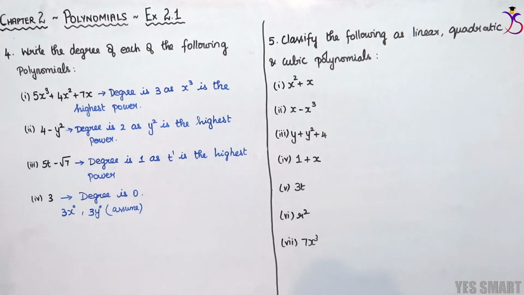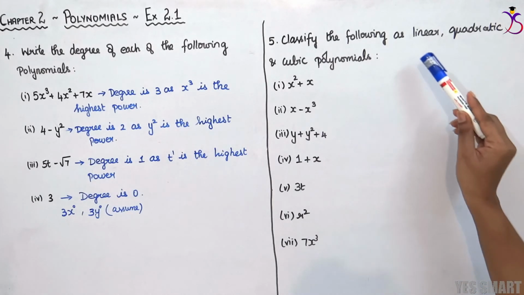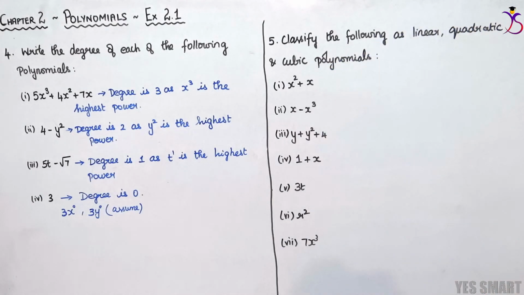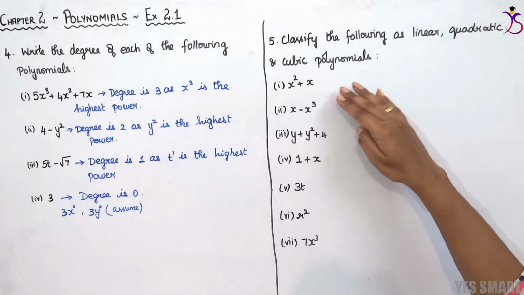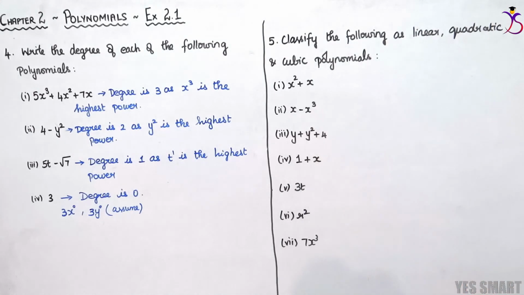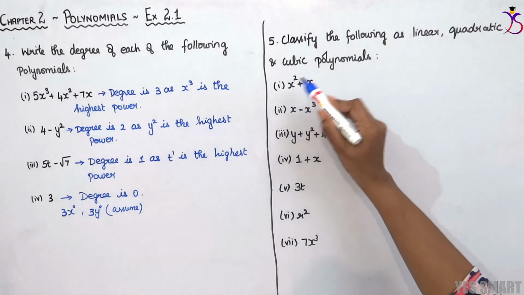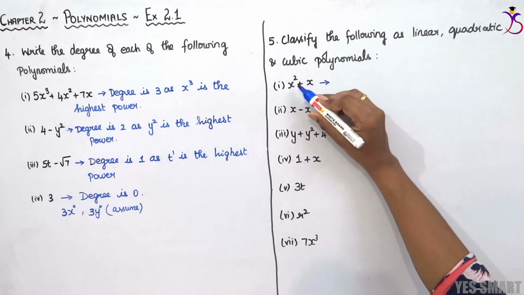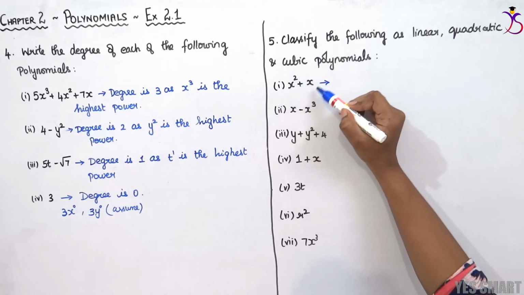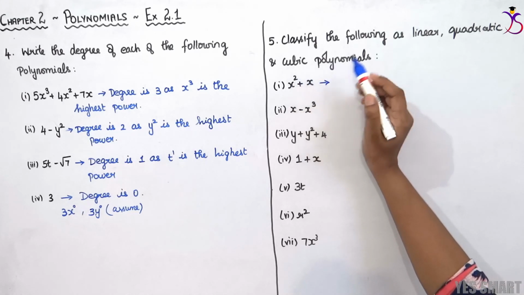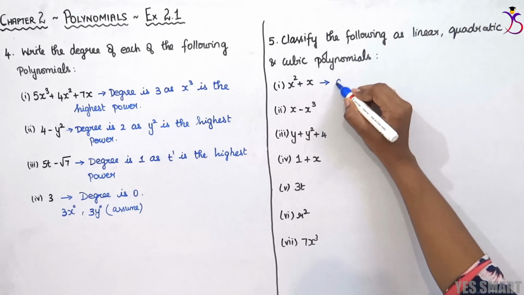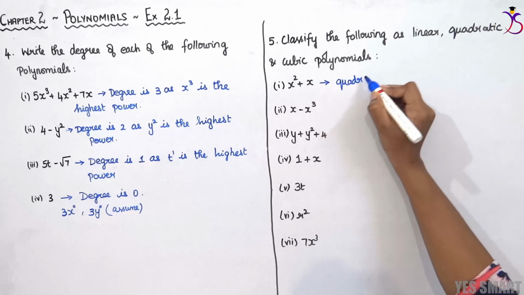Now moving on to the last sum. Classify the following as linear, quadratic and cubic polynomials. We are supposed to classify the given set of polynomials into these different categories. The first one, x square plus x. The degree of the given expression is 2 because the highest power in the given expression is 2. Since the degree is 2, it is a quadratic polynomial.